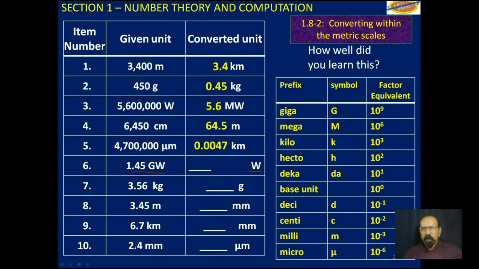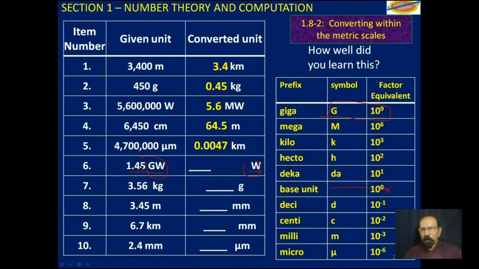Next, 1.45 gigawatts to watts. So we are going from gigawatts to watts. Watt is a base unit. It has no prefix in front of it. And so we are going from 9 index to 0 index. So that is very simple. 10 to the 9th power. We have to multiply because we're going from a larger to a smaller.